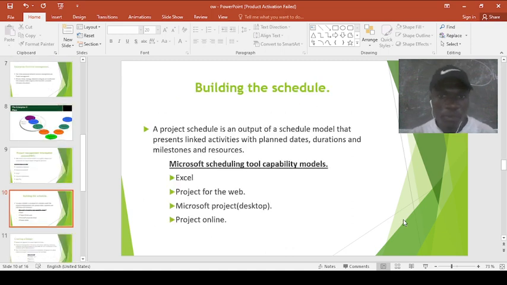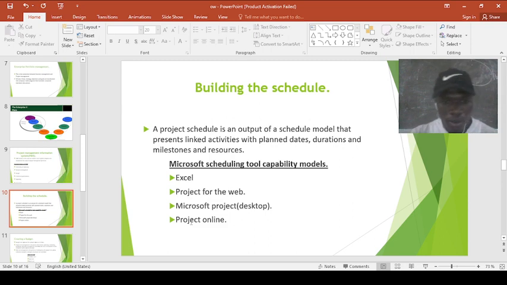In building, how do we build a schedule of the project? A project schedule is an output of a schedule model that presents linked activities with planned dates, duration, milestones, and resources. So these are different tools, such as the Microsoft scheduling tools and Excel. These are different tools through which we can build a schedule of a given project. You can use Excel, you can use Project for the Web, or use Microsoft Project, which is a desktop tool, and Project Online.